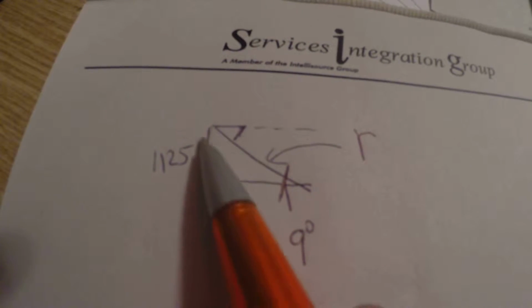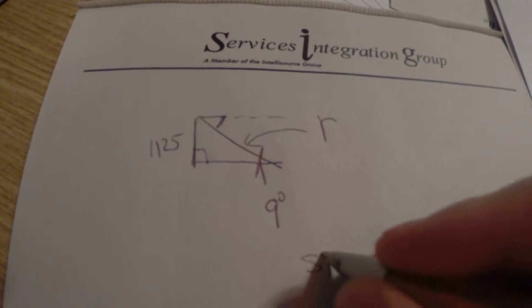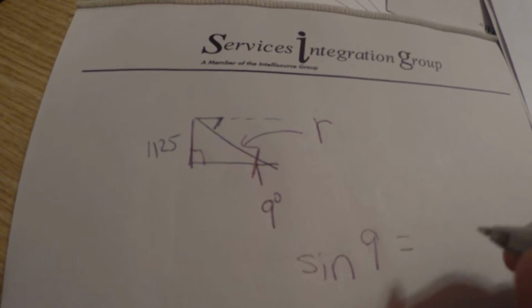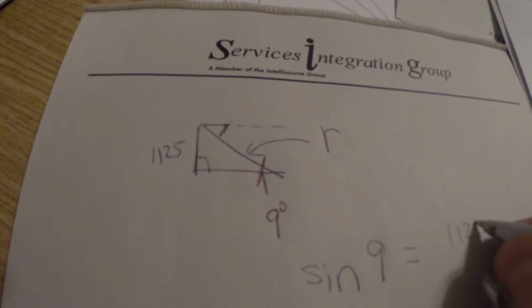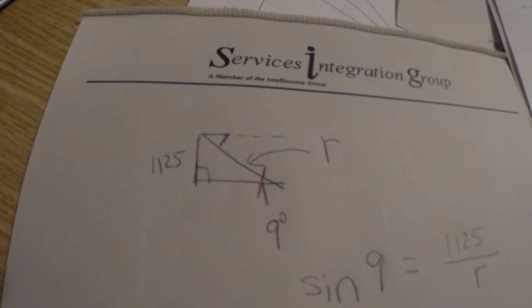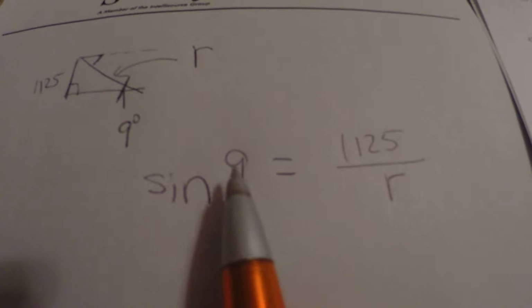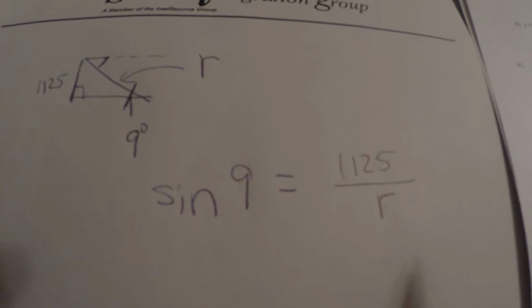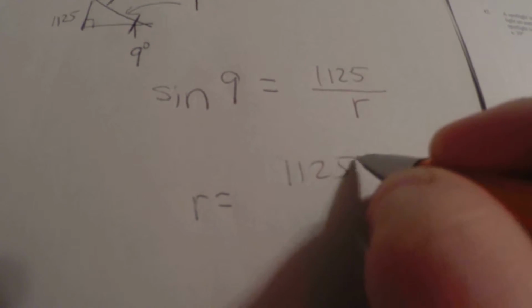All right, so if I'm giving you the opposite, and clearly the hypotenuse, because this is a 90-degree angle, then opposite over hypotenuse is sine. So we just say sine 9 equals opposite 1125 over R, hypotenuse. So there you go. Like we said before, if the variable's on the bottom, then we can switch these. And I can say R equals 1125 over sine 9.